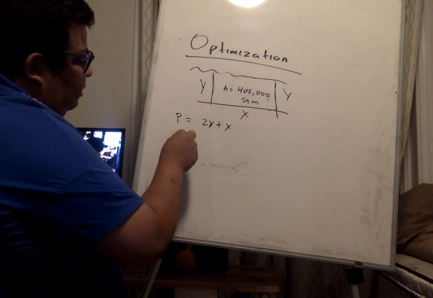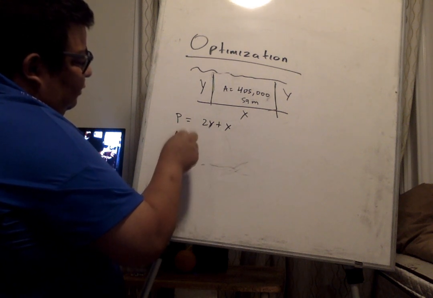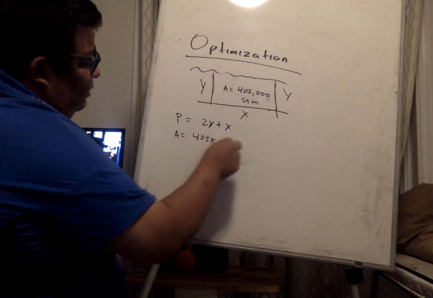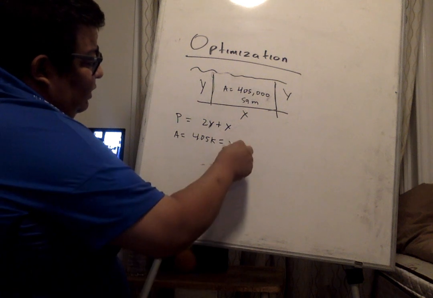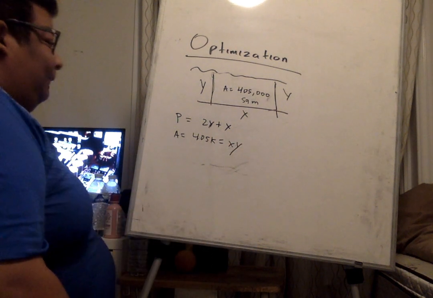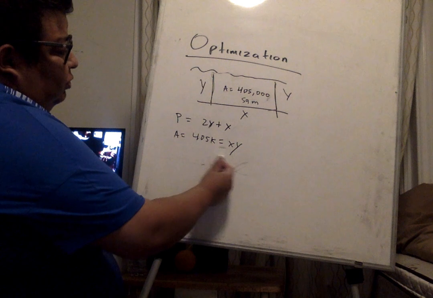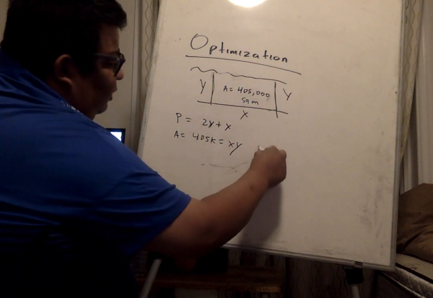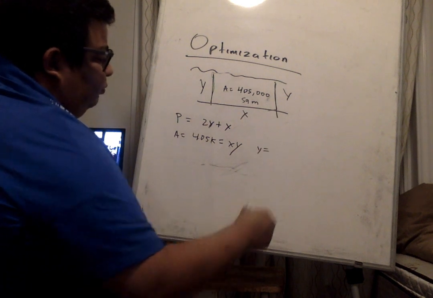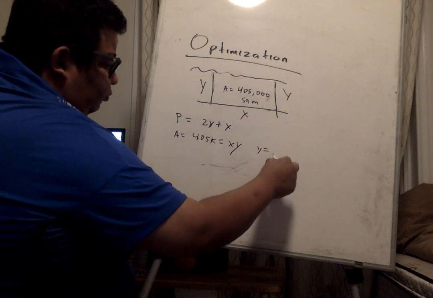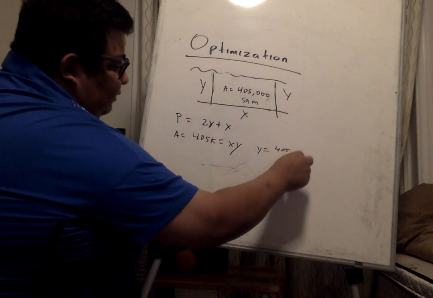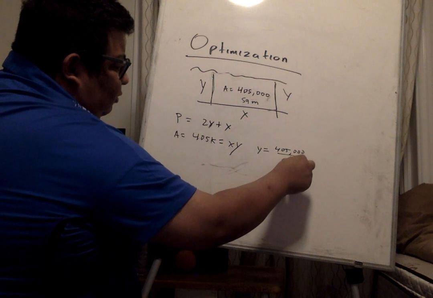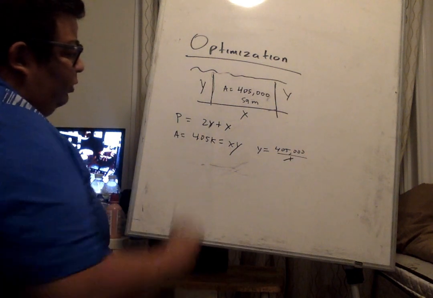So the way we do it is we have area, which is equal to 405,000, is equal to x times y. So from here we can solve for one of the variables and plug it in here. I'm going to solve for y here. So y is equal to 405,000 over x.